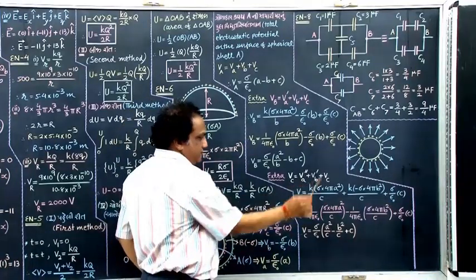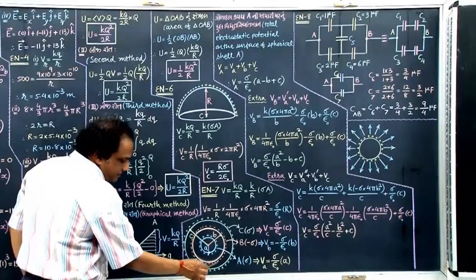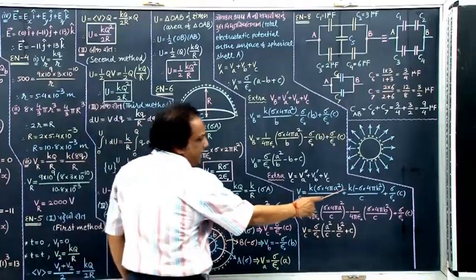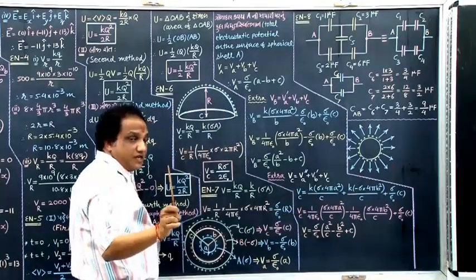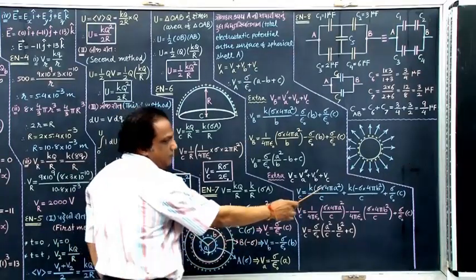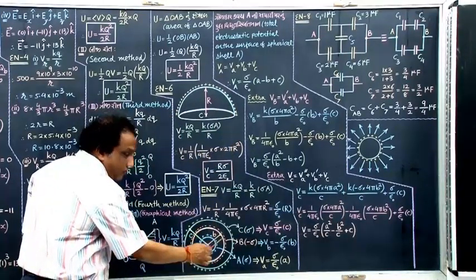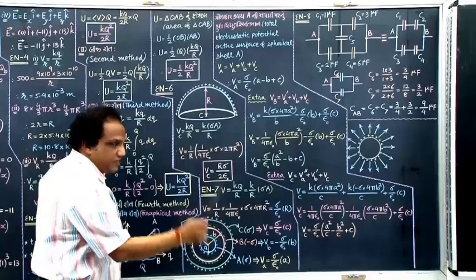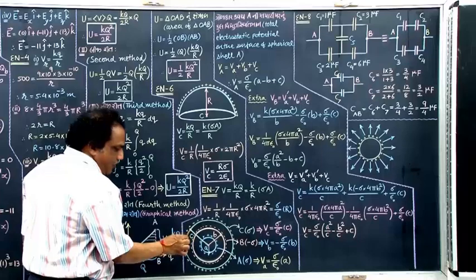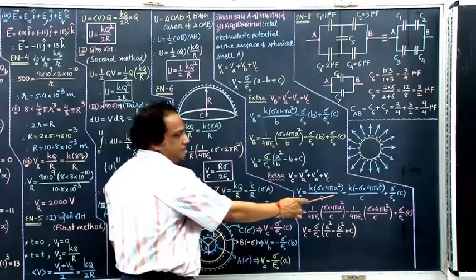Come on, what about VB dash? It is potential at the same point, but due to this charge, correct? Again it is K into charge upon distance. Charge is surface charge density multiplied by surface area. For cell B, what is surface charge density? Minus sigma. So I am writing minus sigma, multiplied by surface area of this cell. For a cell having radius small b, what is surface area? 4 pi b square. Divided by distance of this point from this common center, which is c only. So I am writing c.